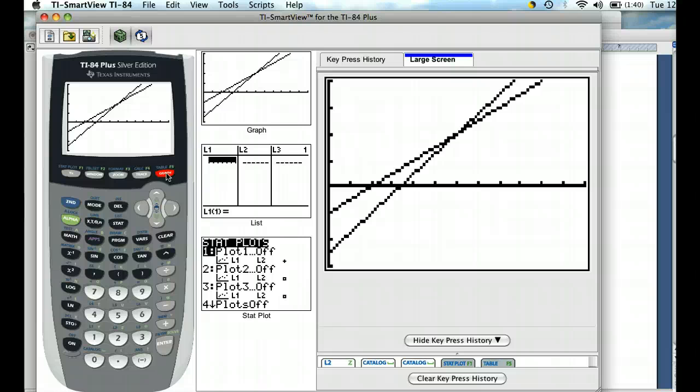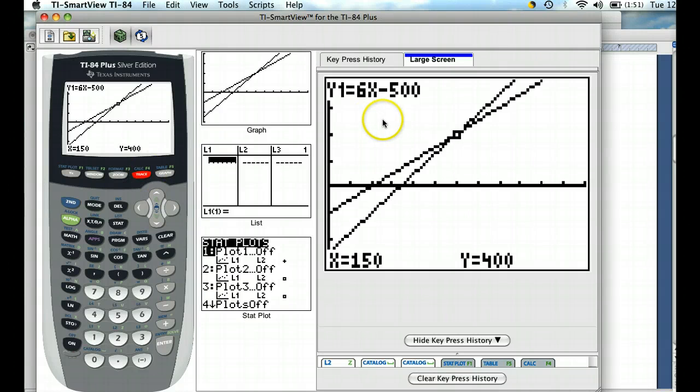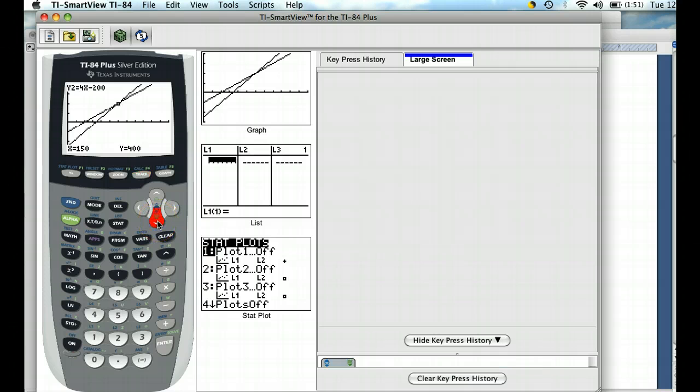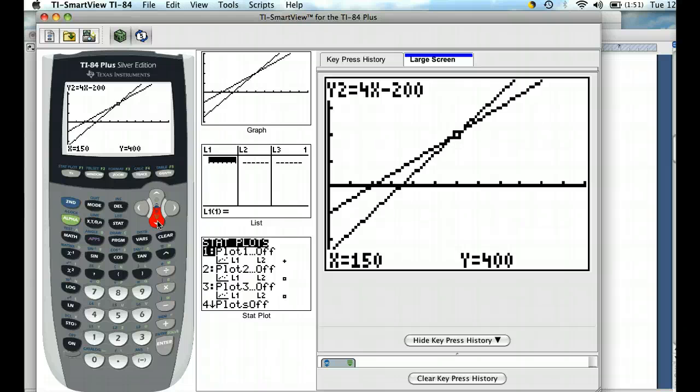So remember, we said that Y1 was going to be the band. So if you click trace Y1 right here, if you notice right here, we're on the Y1. If we press either the up or down arrow, we can toggle back and forth between the Y1 and the Y2. And you'll notice that the very first point that your calculator gives you is a really important point. It's the point of intersection between these two graphs. So this is the point where x equals 150 and y equals 400.